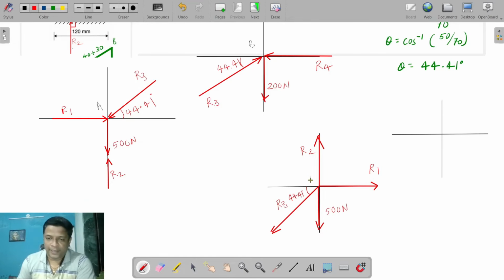So this will be your joint A. Now go to the joint B. This is the joint B. First show the weight force of 200 Newton. So the weight force acting in the downward direction is 200 Newton. Show the arrow. Put the value here, 200 Newton.